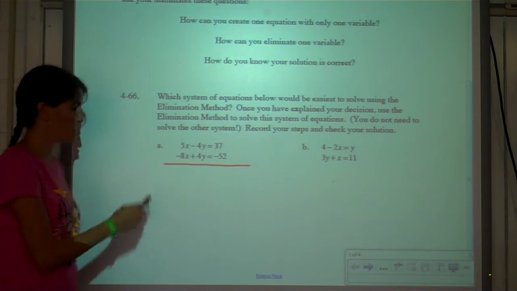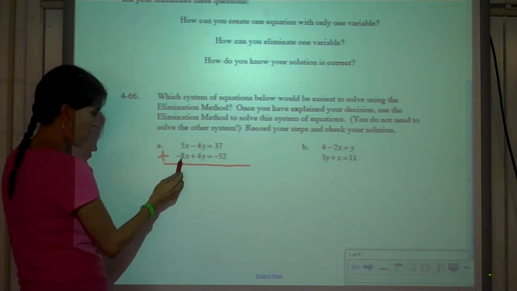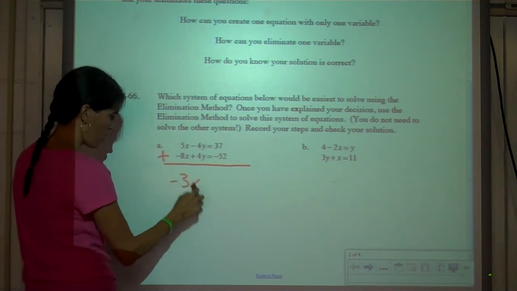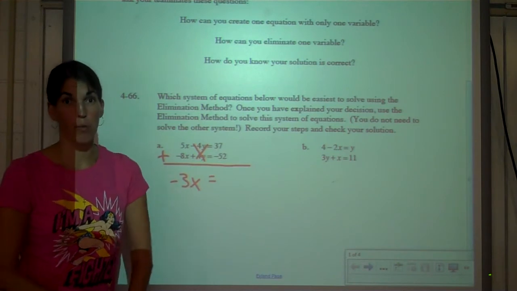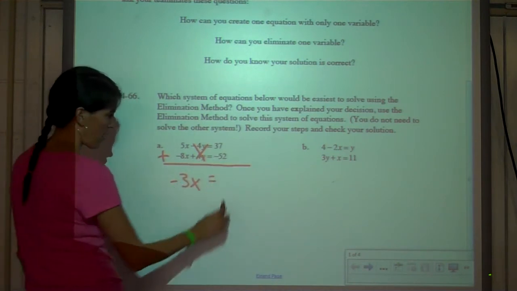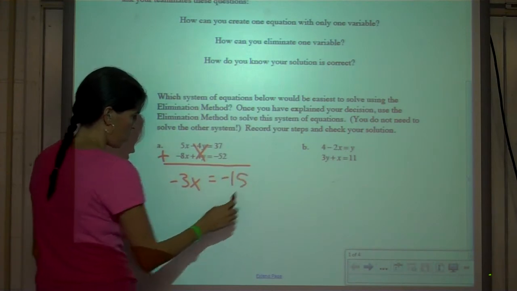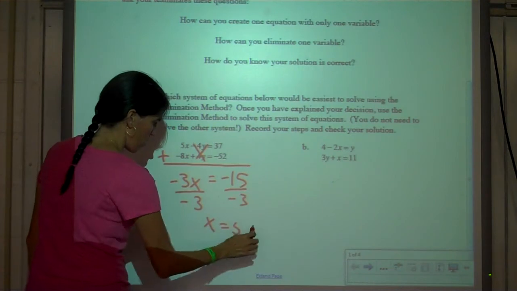Okay, on this one you should have added because these are opposites. If I borrow $8, pay you back 5, I owe you 3. If you add opposites, you get 0. They are eliminated. That's why the method is called elimination. If I borrow $52, pay you back 37, I owe you 15. Divide by -3, x is 5.